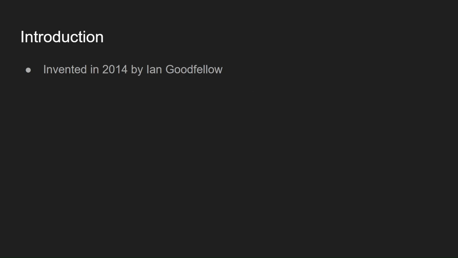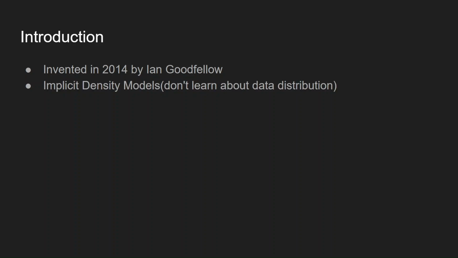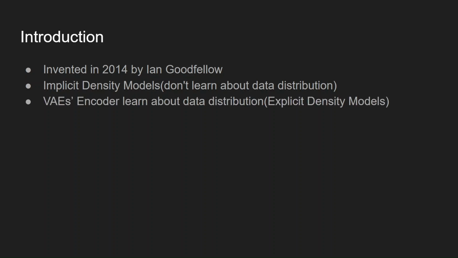It was first invented in 2014 by Ian Goodfellow, and these are implicit density models. What I mean by implicit density model is that these models don't learn about the data distribution. If you go to previous videos where we discussed variational autoencoders and standard autoencoders, you have observed one thing: first of all, we have to pass our image through the encoder, and then we need to pass that latent space through the decoder. So basically that latent space is being learned by the encoder.